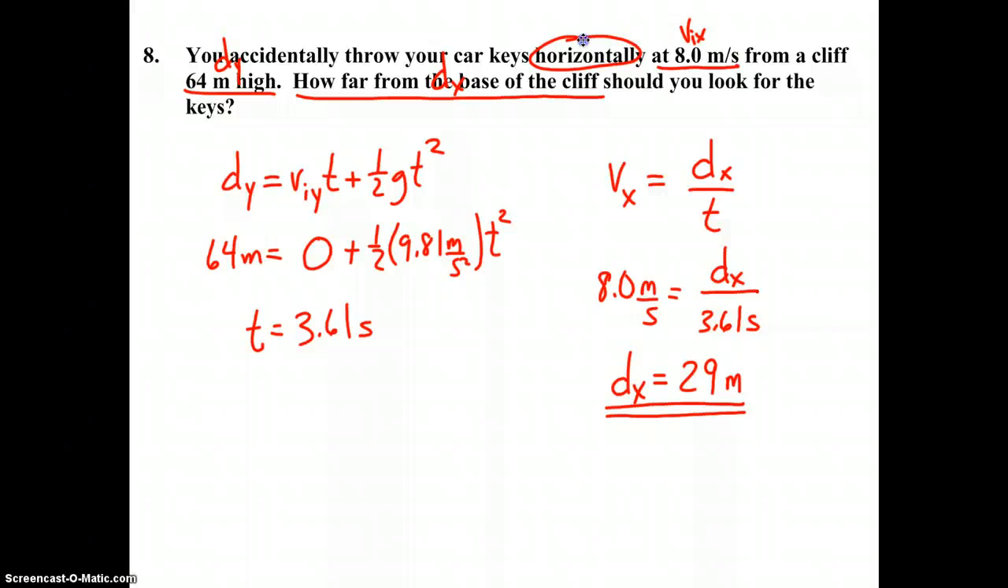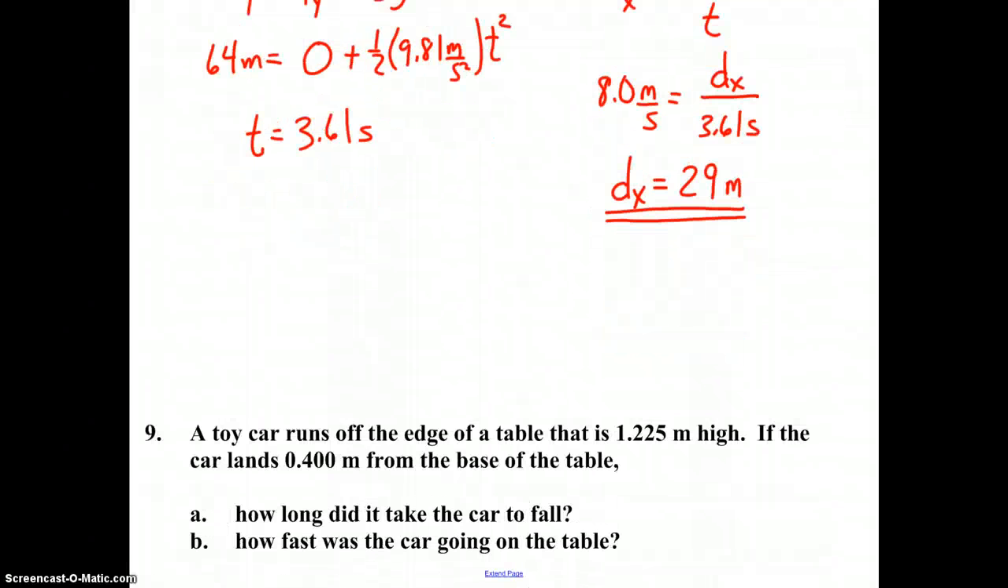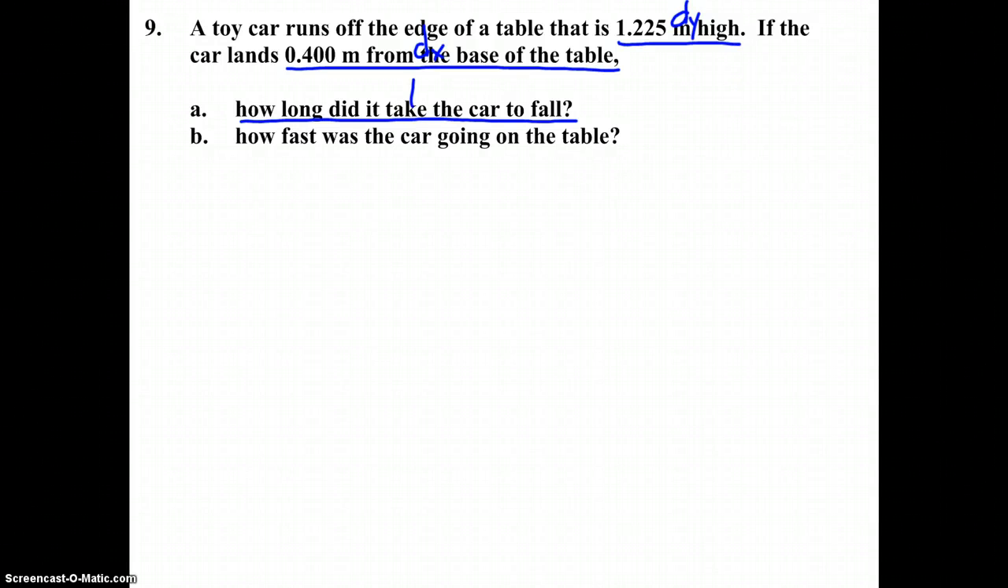Okay. Moving on to number 9. Let's highlight information here. A toy car runs off the edge of a table that is 1.225 meters high. There's our dy value. If the car lands 0.4 meters from the base of the table, that's the range. So that's dx. How long did it take the car to fall? Okay, and that's the time.